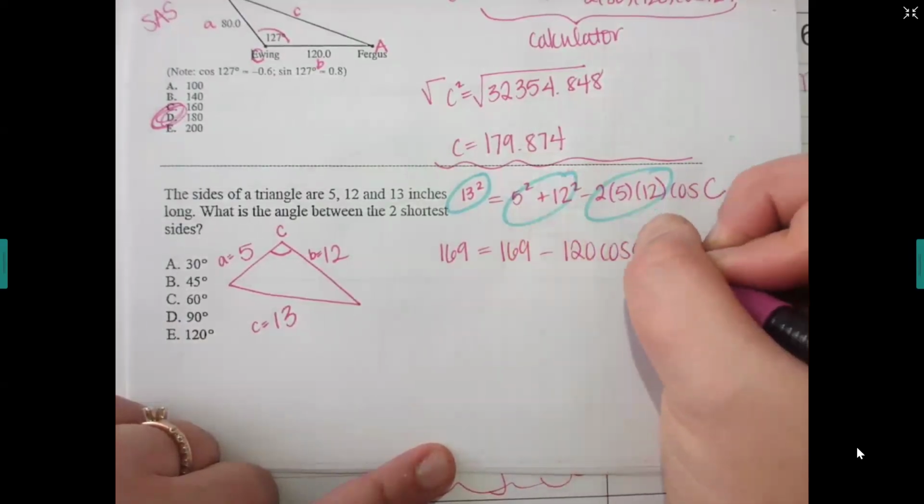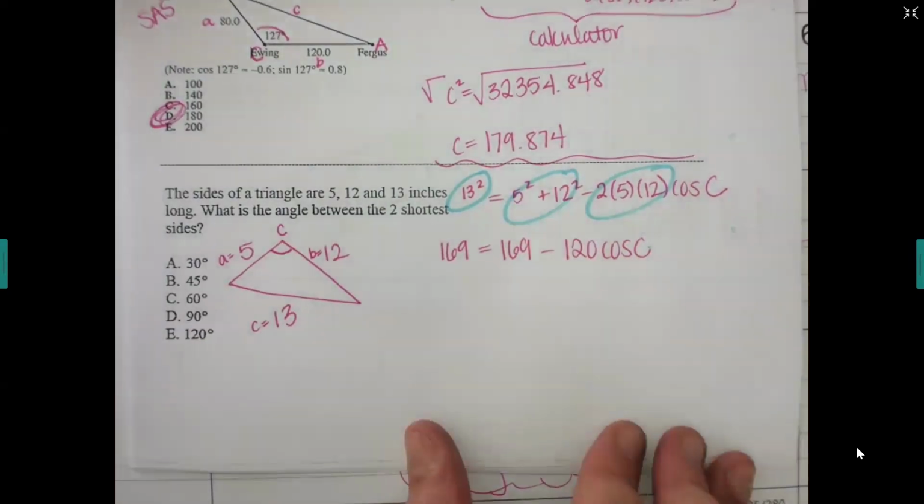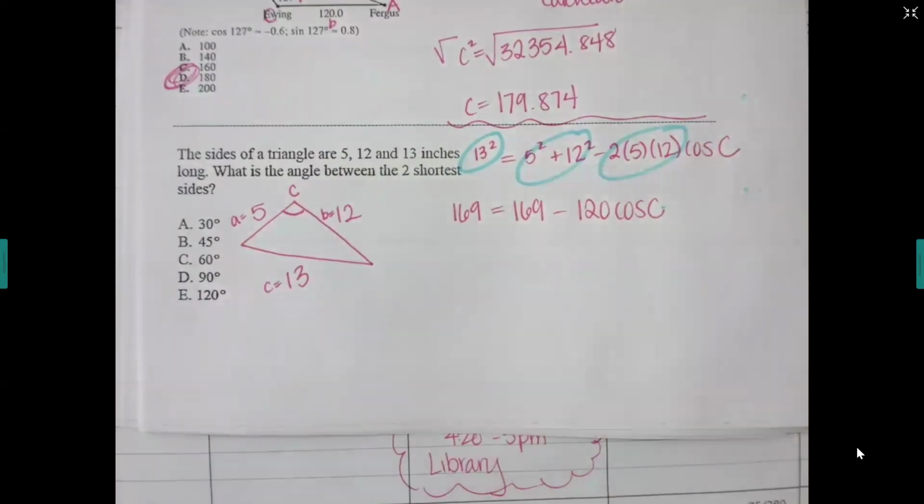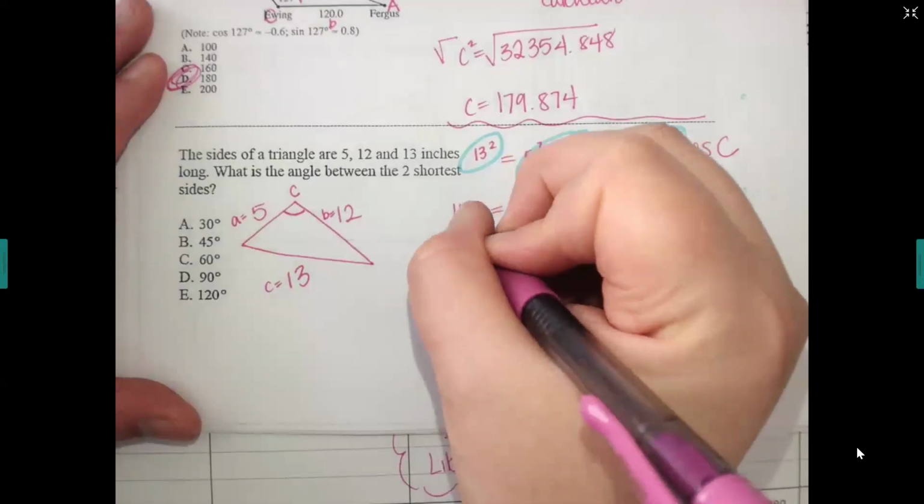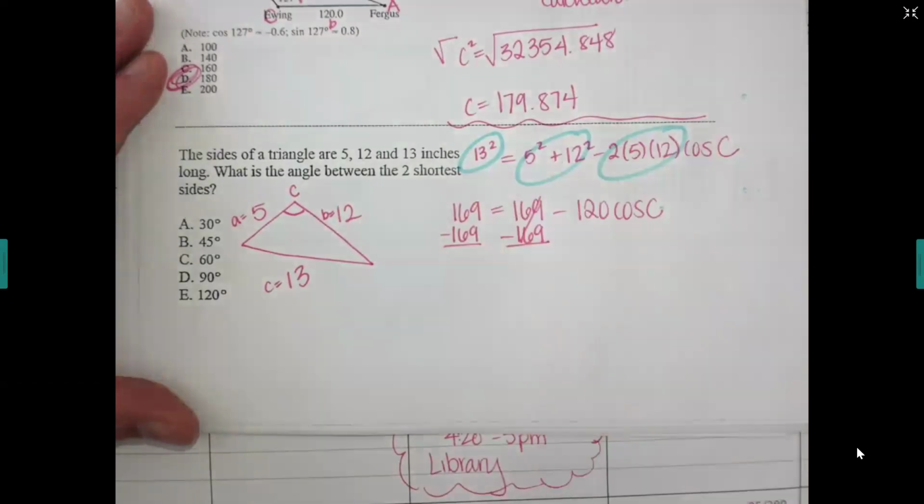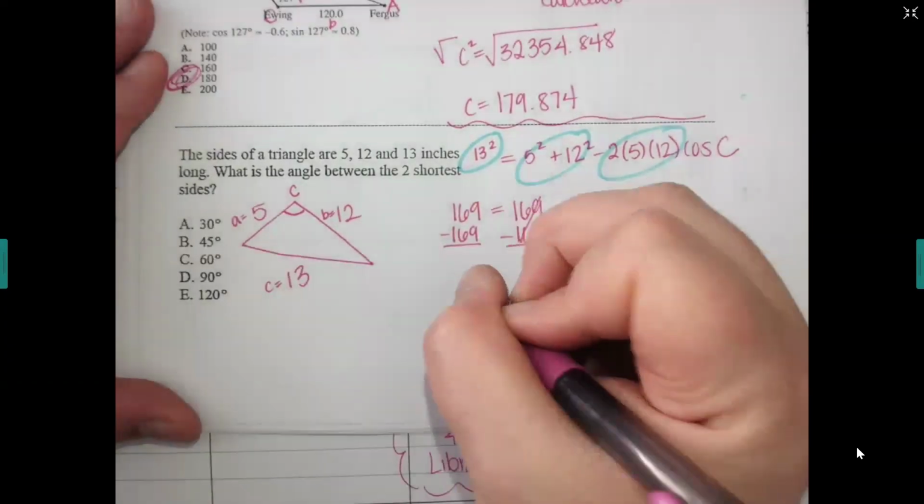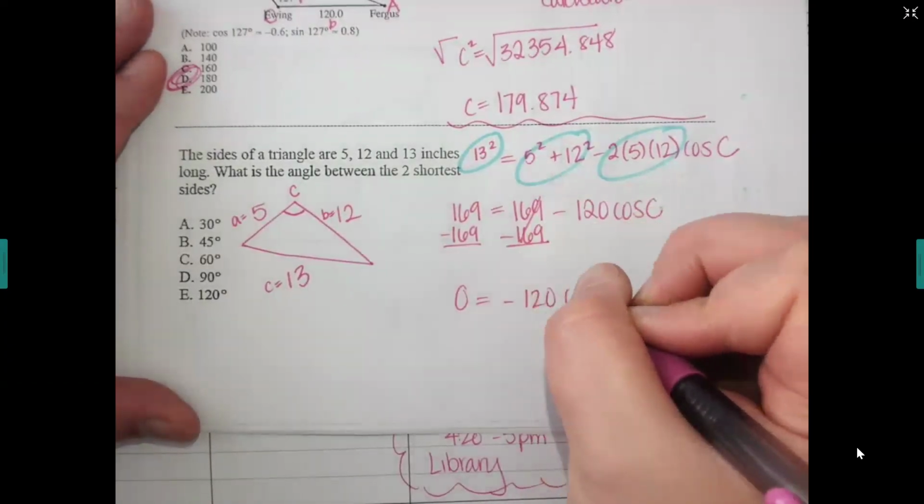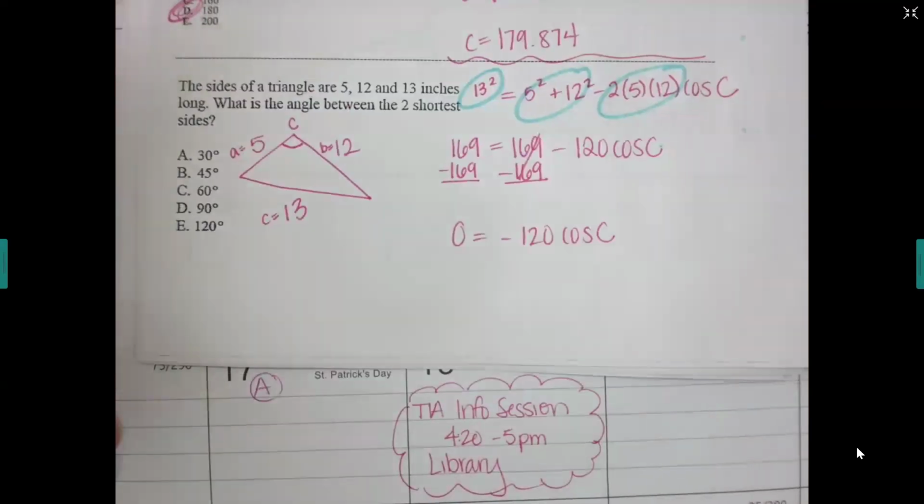Minus 120 cosine C. Okay, from here, I'm trying to get this guy alone. What do I do with that to get rid of it across to the other side? Minus it. What is 169 minus 169 again? 0. Okay, you're not done. You end up with this. Kind of weird, but just go with it. Pretend this is a number other than 0. What would your next step be to get rid of that? Divide it across to the other side.